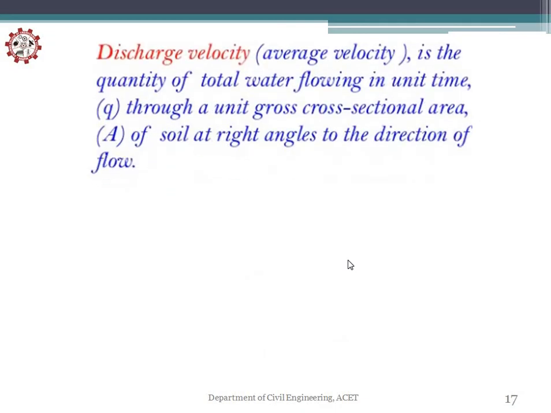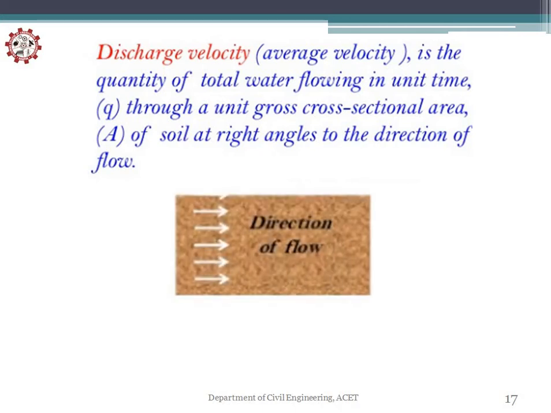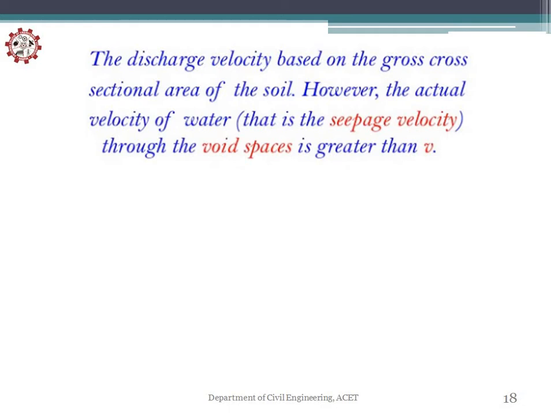Next, discharge velocity. Average velocity is the quantity of total water flowing in unit time Q through a unit gross cross-sectional area A of the soil at right angles to the direction of flow. So this is the direction of flow. v equals average velocity. We need to calculate discharge velocity: v equals Q upon A, where Q is the discharge and A is the cross-sectional area. This is the discharge velocity based on the gross cross-sectional area of the soil.